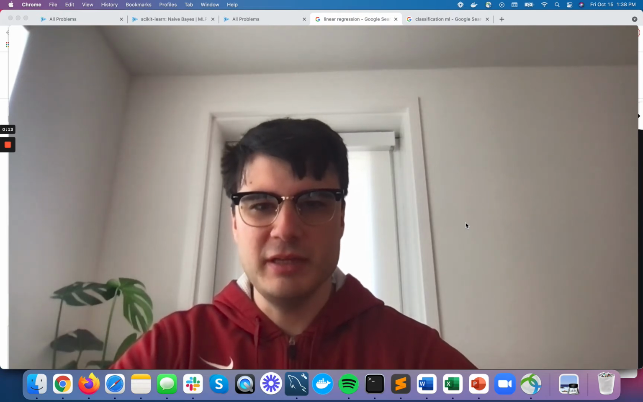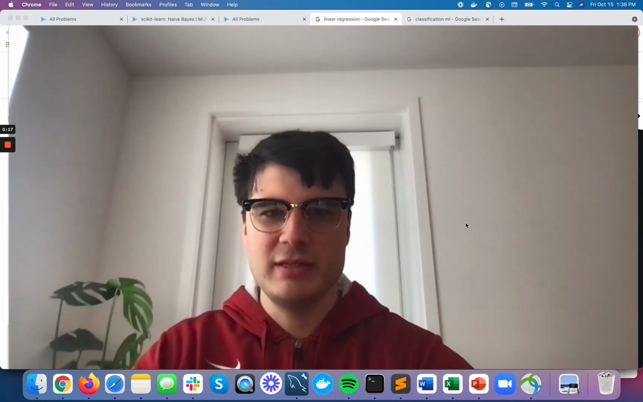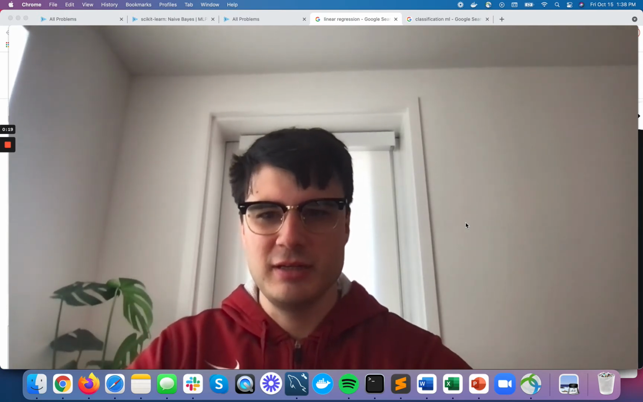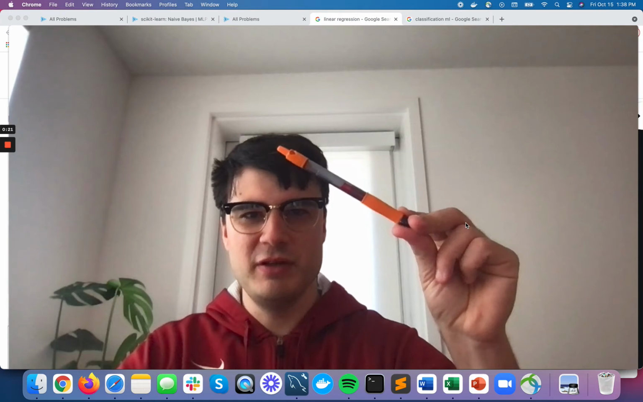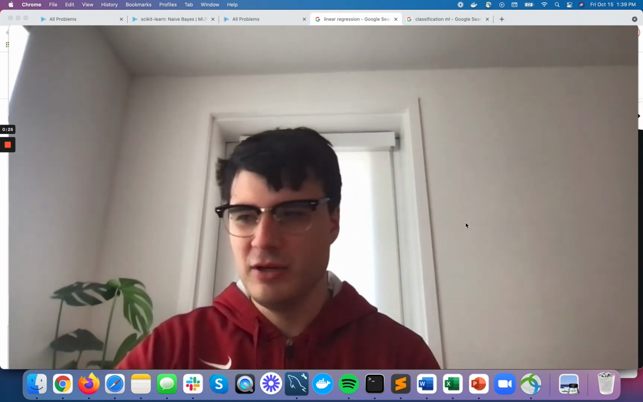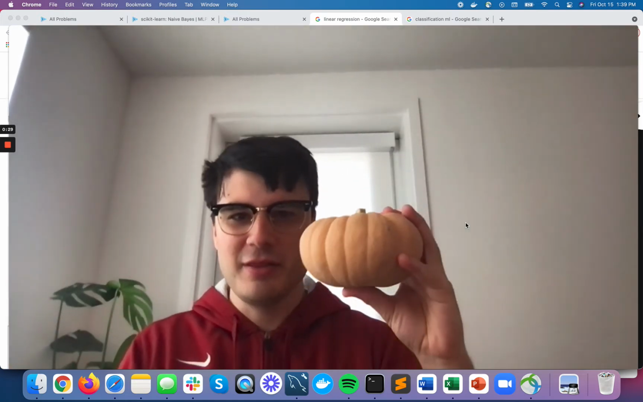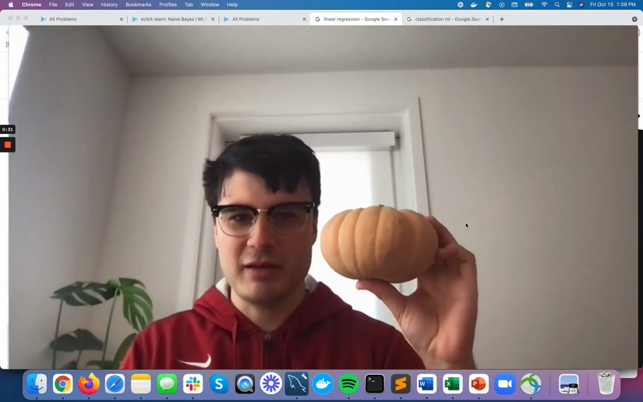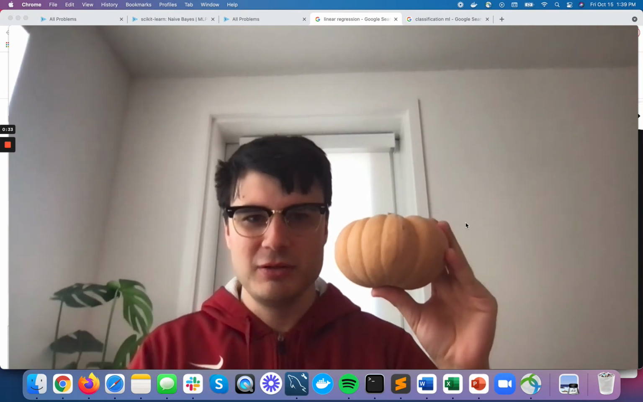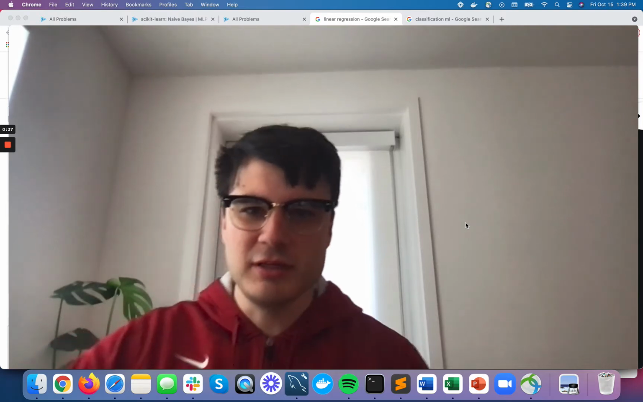For example, let's say you have a computer vision-based machine learning model that takes as input pictures. Let's say it gets as input a picture of this orange pen, then its output can be orange pen. Or let's say it gets a picture of this pumpkin, then the output of that computer vision machine learning model should say something like pumpkin, and so on. So it's all about making predictions.